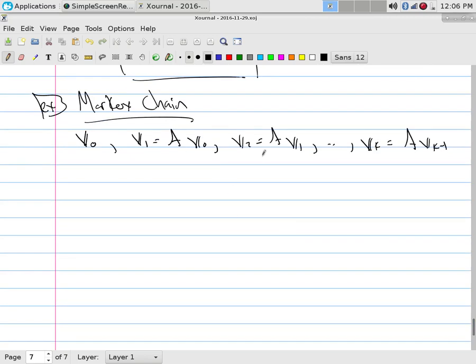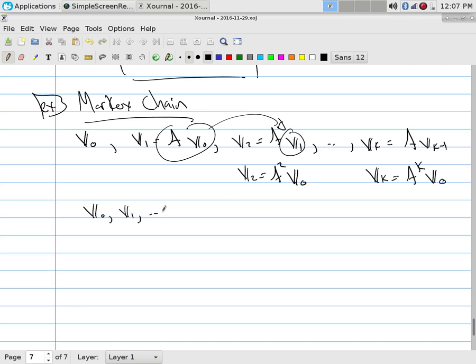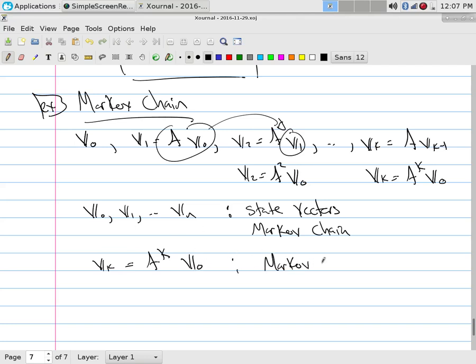But if I look at this, A times vector 1 is really A squared times vector 0, right? Because there's an A times it. I could take v1 and replace it by that, and that becomes AA, which is A squared, which means vector k becomes A^k times vector 0. So I keep multiplying by A. And in terms of Markov chains, these v0, v1, up to vn are the state vectors which form the Markov chain. This whole vk is equal to A^k v0. Doing this over and over again was our Markov process.